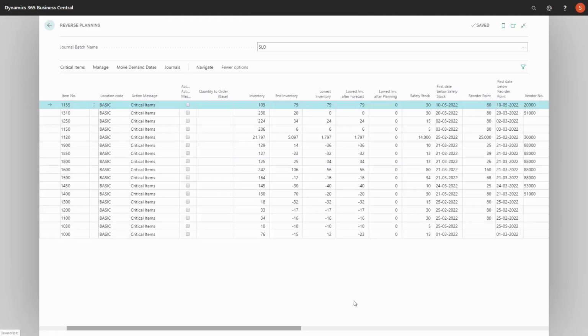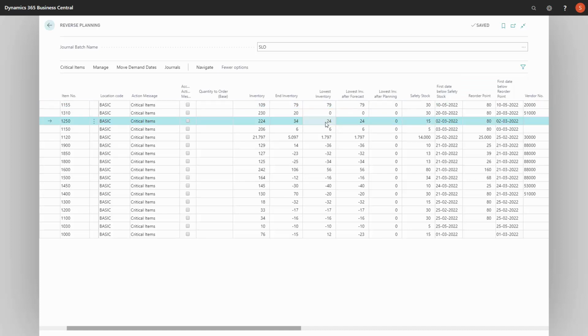Planning with reorder point will of course trigger all items where the end inventory is lower than my reorder point. So for instance, the first line, the end inventory of 79 is lower than reorder point 80, but it's higher than safety stock. Likewise on my item 1250, the end inventory of 34 is higher than the safety stock, but lower than the reorder point.